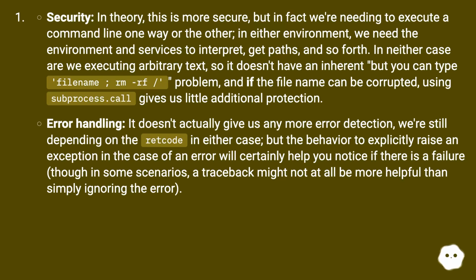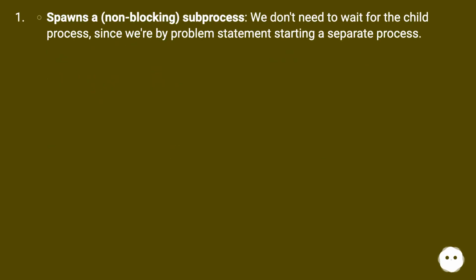Error handling: it doesn't actually give us any more error detection, we're still depending on the return code in either case, but the behavior to explicitly raise an exception in the case of an error will certainly help you notice if there is a failure. In some scenarios, though, the traceback might not be any more helpful than simply ignoring the error. It also spawns a non-blocking subprocess. We don't need to wait for the child process, since by the problem statement we're starting a separate process.